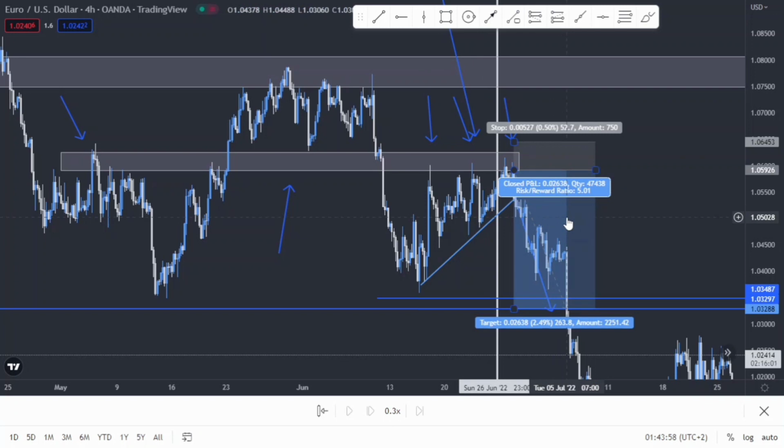And obviously there's going to be losses here and there, but if you are strict with your rules and you follow them exactly as they are, you're not going to make any.